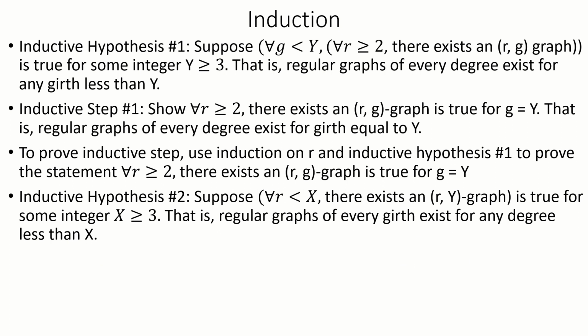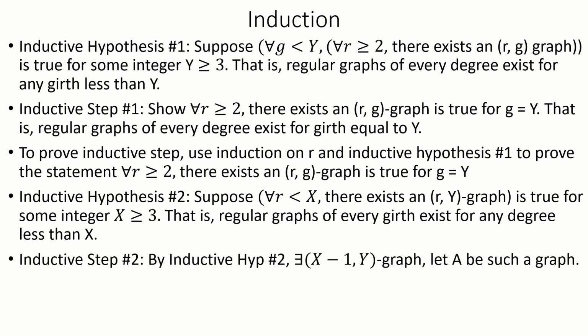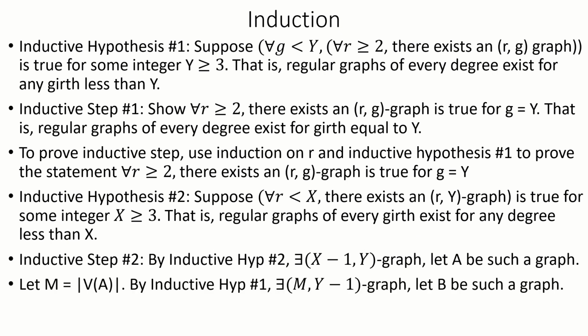So, by this inductive hypothesis, we know that an (x minus 1)Y graph exists. We'll call this graph A. However many vertices it has, call that number m. Then by our first inductive hypothesis, we also know that an (m, y minus 1) graph exists. Call that graph B.